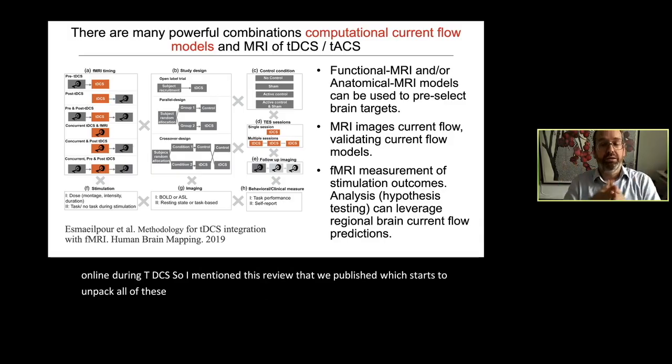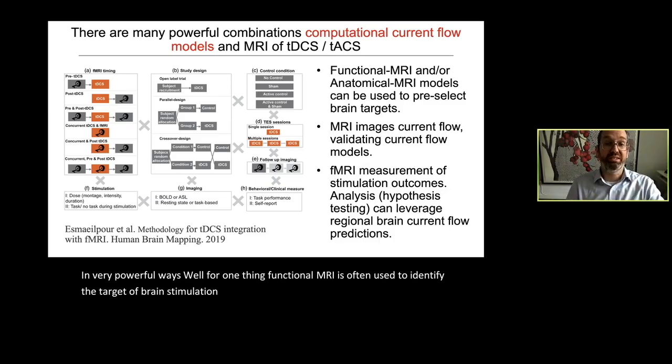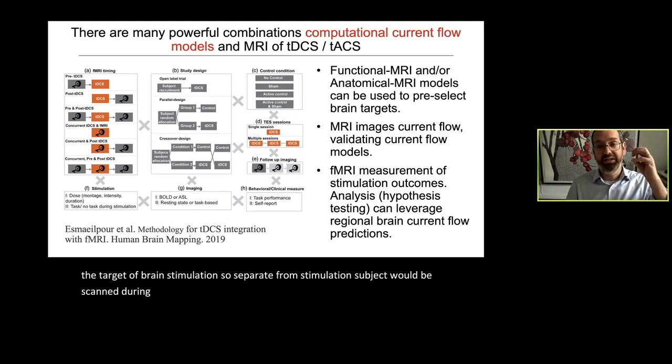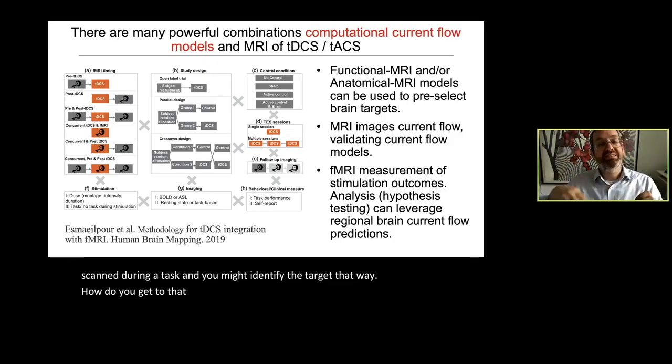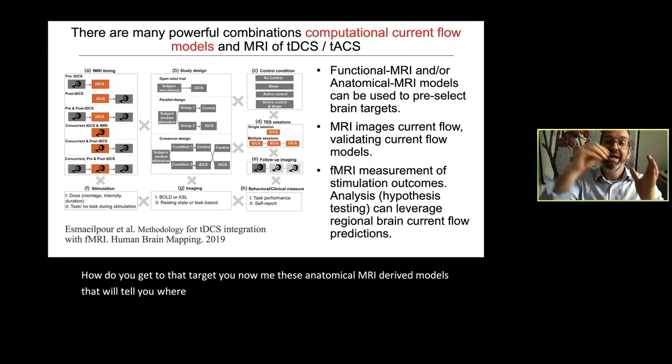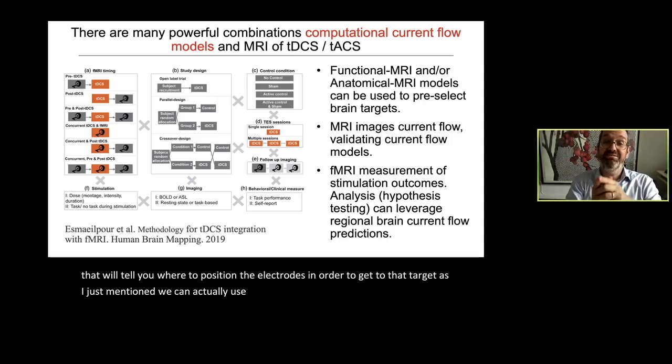Now, generally speaking, when you talk about how you can combine imaging and stimulation in very powerful ways, well, for one thing, functional MRI is often used to identify the target of brain stimulation. So separate from stimulation, the subject would be scanned during a task, and you might identify the target that way. How do you get to that target? You now need these anatomical MRI-derived models that will tell you where to position the electrodes in order to get to that target. As I just mentioned, we can actually use the MRI to validate the same current flow models.